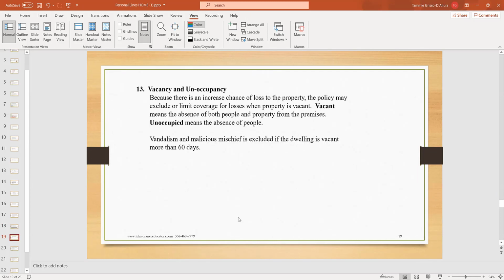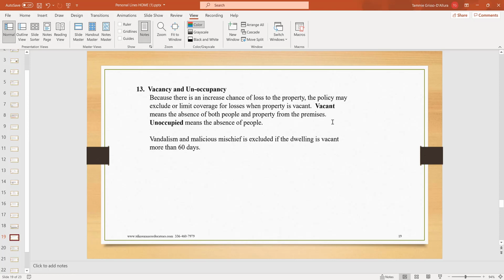When it comes to vacancy, insurance companies do not like vacant homes. If you find out that one of your insureds is moving out of their home, then you will want to put another policy on their home. Your typical HO8, 2, 3, 5, for example, have a vacancy clause there. Because there's an increased chance of loss to the property, the policy may exclude or limit coverage for property that is vacant. Vacant means the absence of both people and property from the premises. Unoccupied means the absence of people, so don't get that confused.